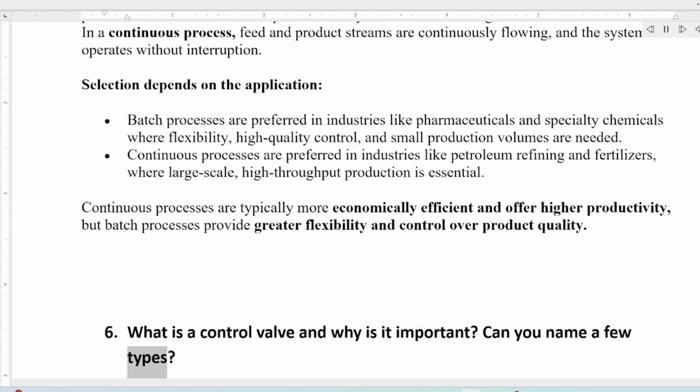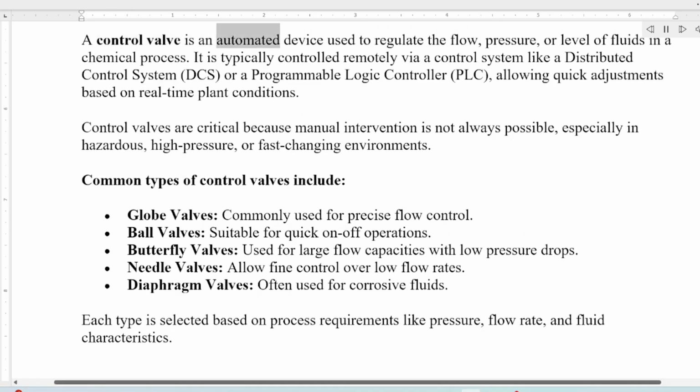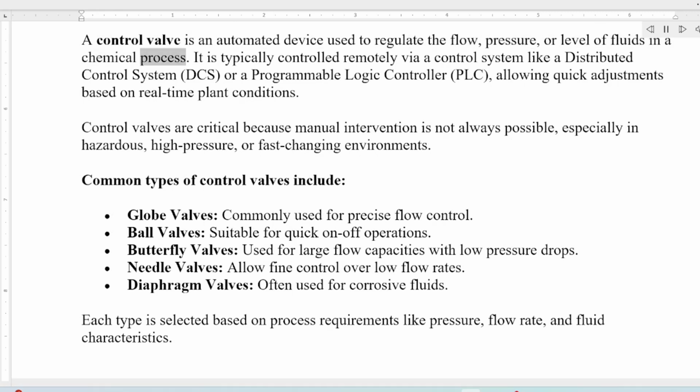What is a control valve and why is it important? Can you name a few types? A control valve is an automated device used to regulate the flow, pressure, or level of fluids in a chemical process. It is typically controlled remotely via a control system like a distributed control system, DCS, or a programmable logic controller, PLC, allowing quick adjustments based on real-time plant conditions. Control valves are critical because manual intervention is not always possible, especially in hazardous, high-pressure, or fast-changing environments.